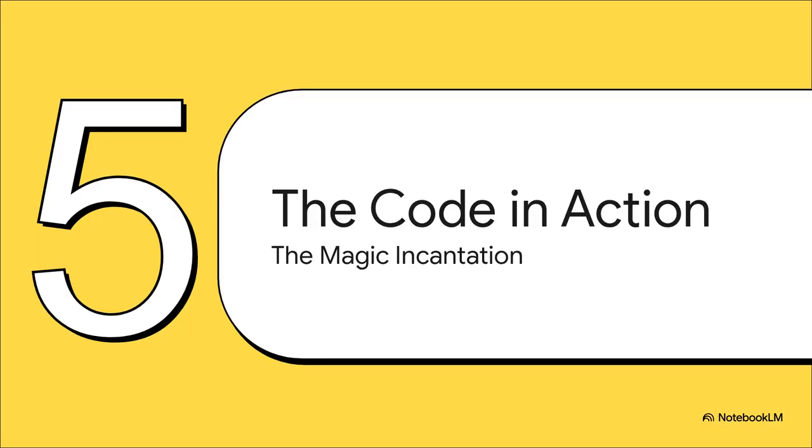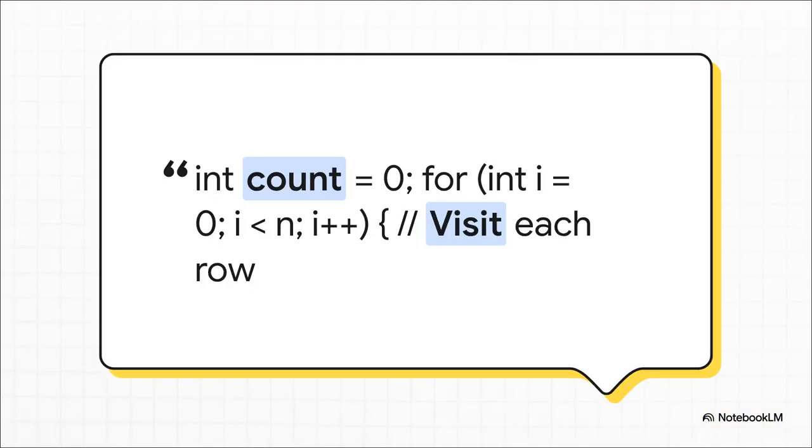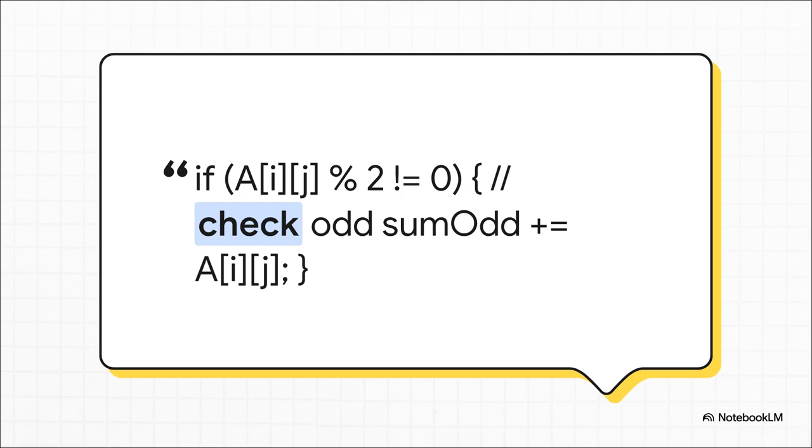All right, we've got the blueprint. Now it's time for the really cool part, turning that plan into the magic incantation, the code that's going to do all this work for us automatically. So first up, we're knocking out steps 1 and 2. See this int count equals 0? That's us creating our counter, just like we planned. And this for loop here, that's how we're going to march through the bookshelf, visiting every single row, one after the other.